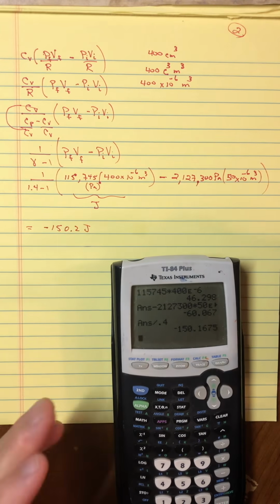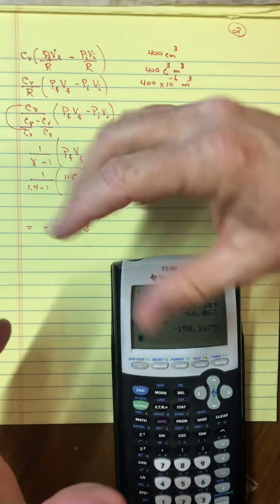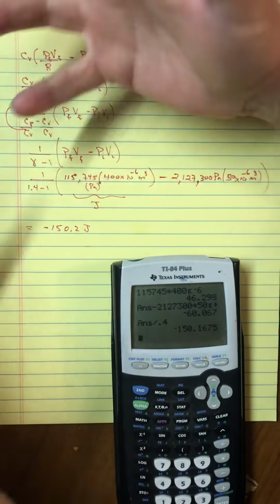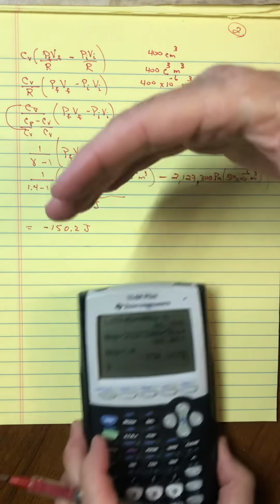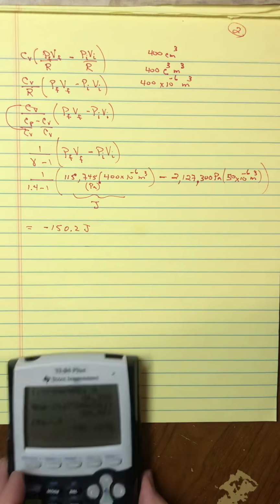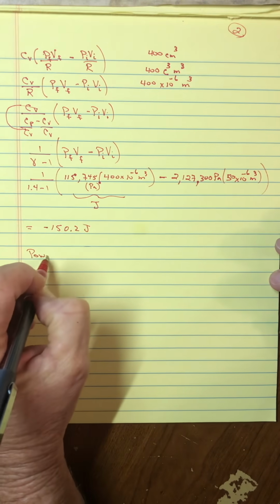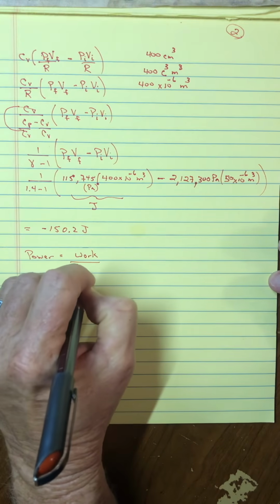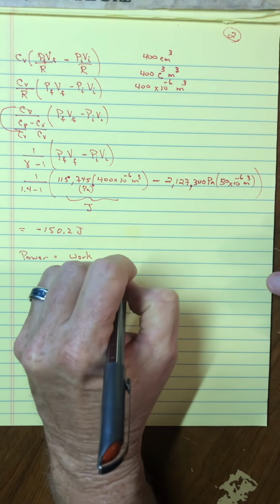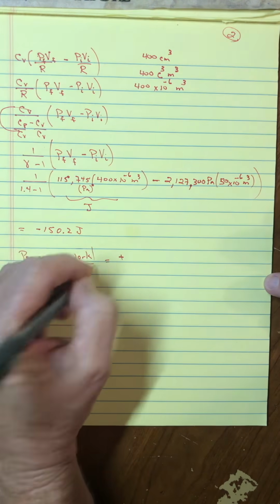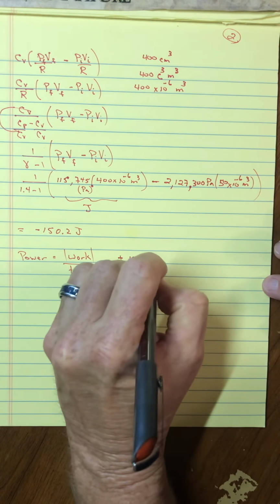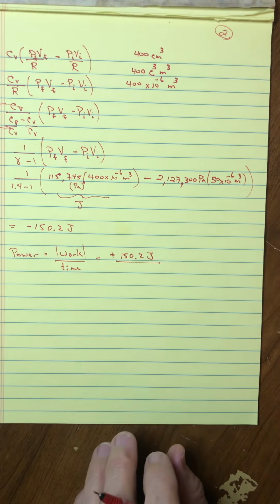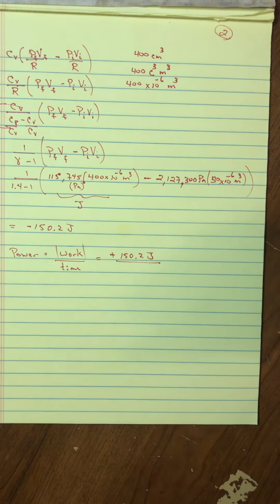So notice the negative sign. That's good in terms of an engine, because that means energy is coming out of the gas, and in this case going to the engine, which of course then is what makes the car go. So the negative sign is energy coming out of the gas. Now to get power, the last thing we need to do, since power is work divided by time, is to say, all right, and maybe I'll just do absolute value. So this is 150.2 joules of work during that 1/4 of a cycle.